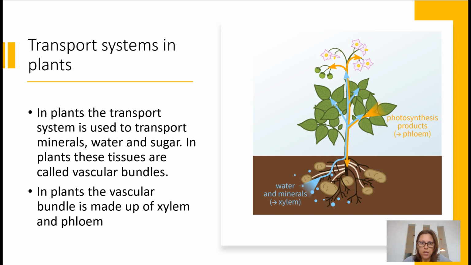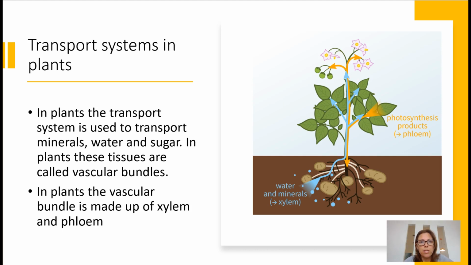Like humans and other animals, we have transport systems within our body in the form of our veins, our arteries, our capillaries to move those nutrients and the gases throughout our body that we need. So too do plants. In this case, plants have two transport systems in the form of phloem and xylem, and again to allow the plant to transport the nutrients that it needs up and down the plant. So in plants, the transport system is used to transport minerals, water and sugar.